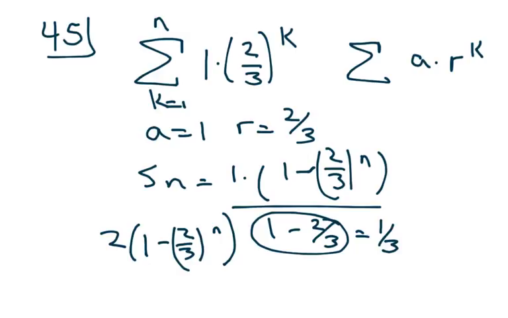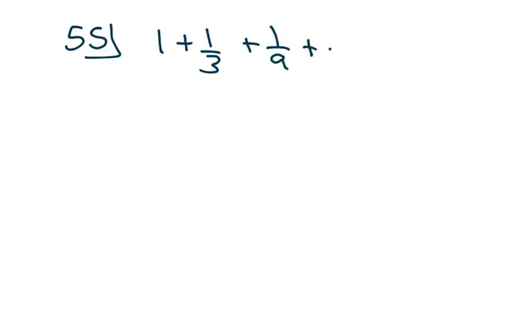Let's see. We got to do infinite geometric series. We have to find the sum of each infinite geometric series. So the first one is 55. We have 1 plus 1/3 plus 1/9 plus ... First of all, is it infinite? The way you know if it's infinite is if -1 is less than r is less than 1, so r has to be between -1 and 1, and it definitely can't be 0. So you can write that if you want.